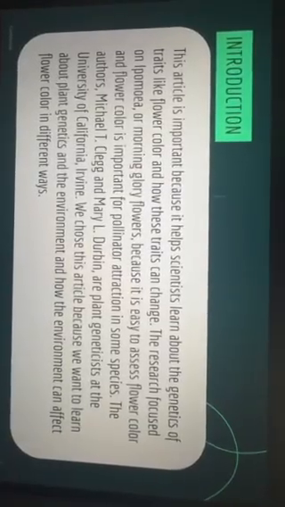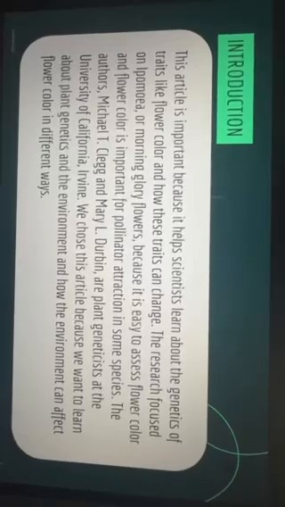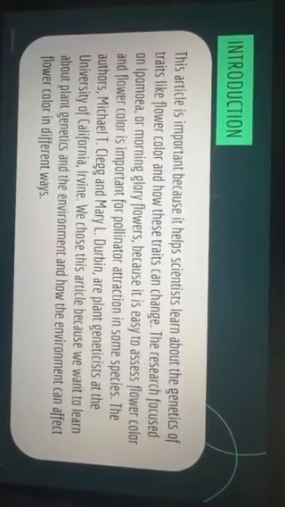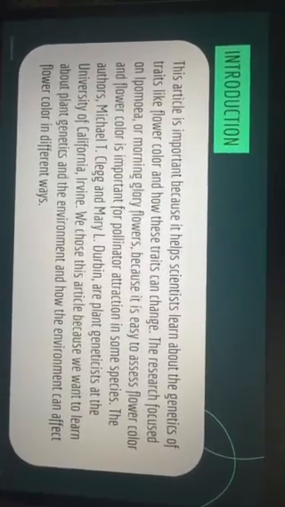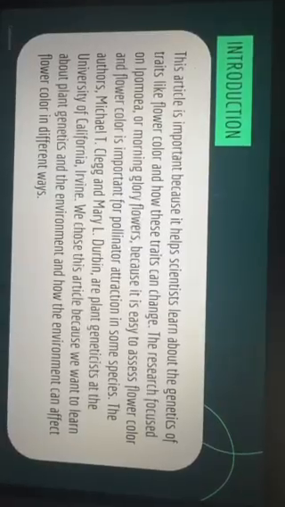The authors Michael T. Clegg and Mary L. Durbin are plant geneticists at the University of California, Irvine. We chose this article because we want to learn about plant genetics in an environment and how the environment can affect flower color in different ways.